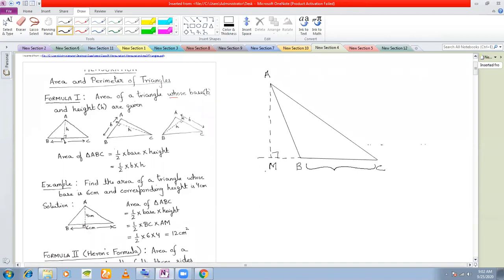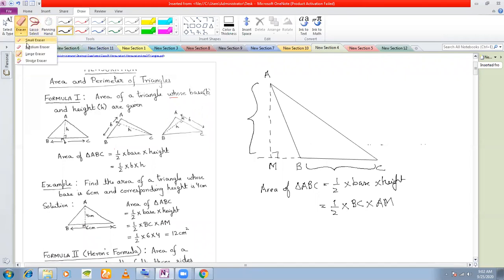If this perpendicular AM, the height from A, is given, then BC becomes my base. So the area of this triangle ABC is half into base into height, and base here we take as BC, and the height AM is given. So this way you can find out the area of this triangle. Okay, so this was just for your knowledge.